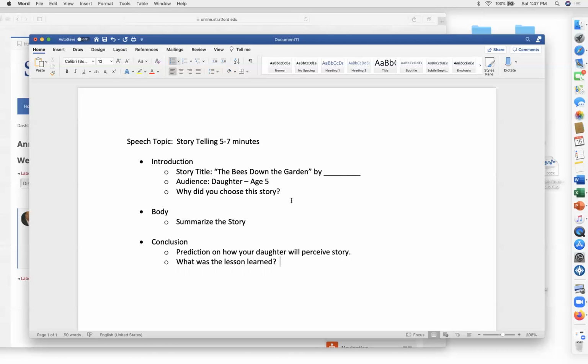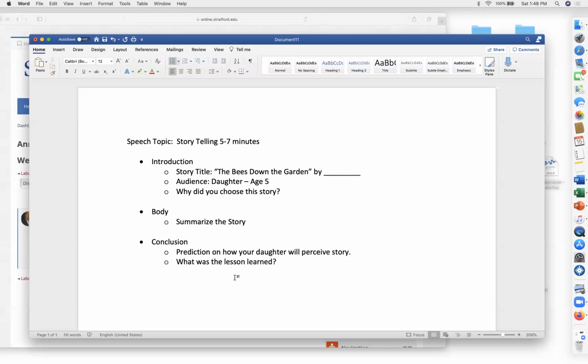Me as a parent, you know how they say you never judge a book by its cover? I constantly judge books by their cover. When I buy it for my kids, I look at it and I'm like, oh, that looks appropriate. I'm not going to sit there and really read the book, right? So I could talk about how and why I chose this story. And then, of course, the body's easy. Just summarize the story and then your conclusion.